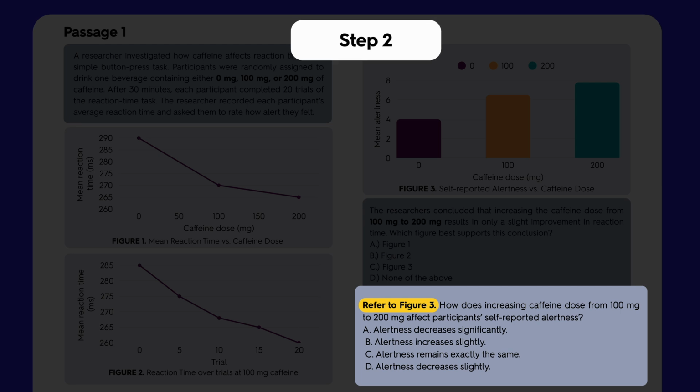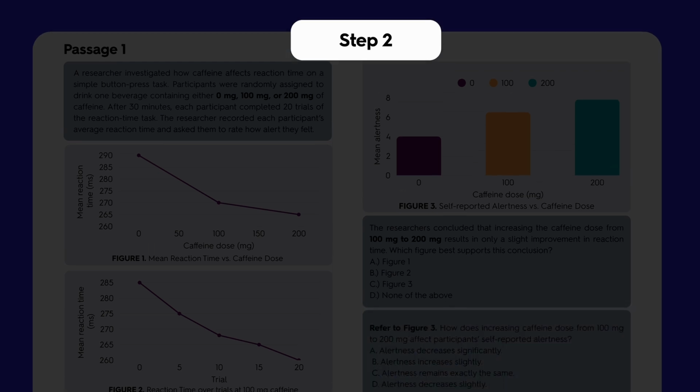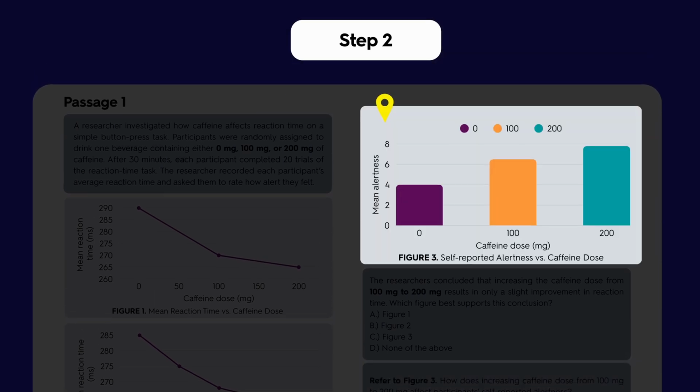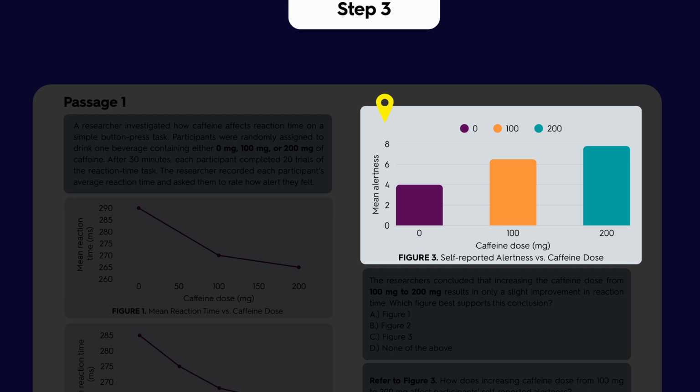Next, use the question as your GPS. If it says figure 3, put your finger or pencil on the figure 3 label before you read anything else. That one habit prevents the number one mistake, hunting in the wrong place.